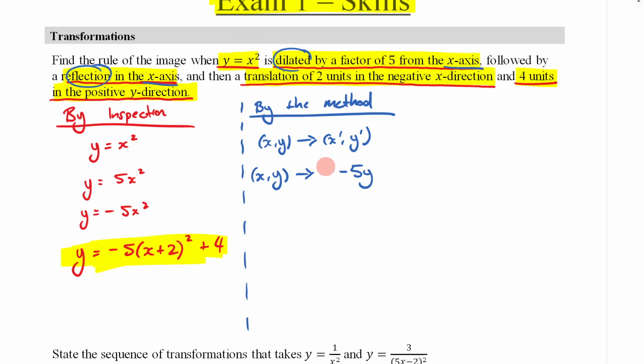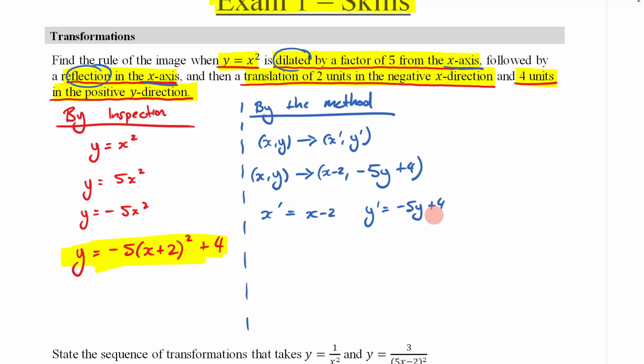Now this is a nice and straightforward one. When you're doing it by the method and you're doing translations, it's just exactly what it says. So 2 units in the negative x direction means it's x minus 2, because you're just moving it 2 in the negative x direction. And then 4 units in the positive y direction, you just plus 4 to it, and you're doing it to the y. So that means x dash equals x minus 2, and y dash equals negative 5y plus 4. If you wanted to do it a bit quicker, you could just immediately write out that x dash is this and y dash is that.